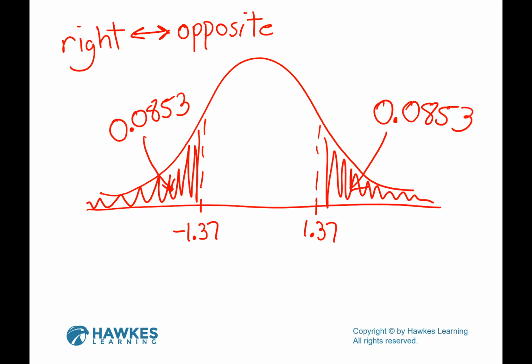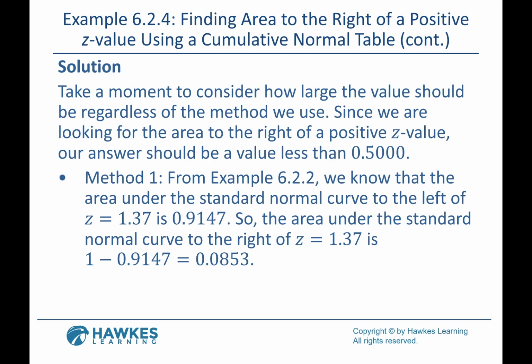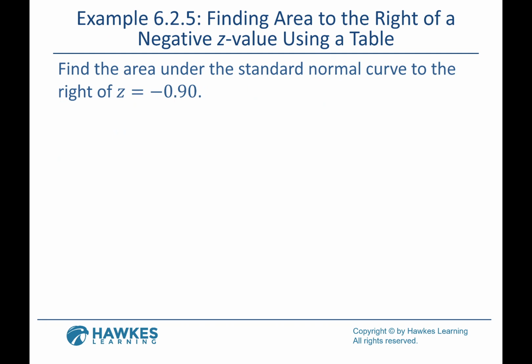What's next? Okay. That's all just saying the same stuff we talked about. Okay. Look at this one. This one says, find the area under the standard normal curve to the right of negative 0.90. So either we can look up negative 0.90 and do 1 minus the answer we get, or we can look up the opposite of this. So we can look up positive 0.90, and that will be our answer.